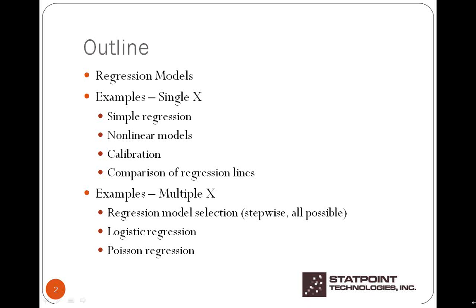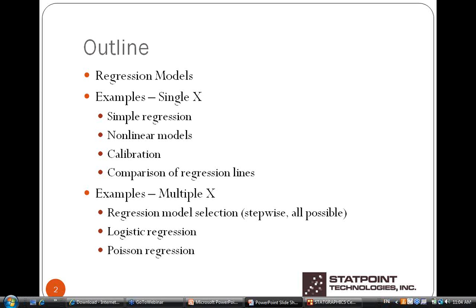Then I'll also look at two special cases, a logistic regression, where rather than being a continuous variable, the response is a proportion or a probability. You know, what's the probability of having a defective item, for example, as a function of various input variables. And finally, we'll talk about Poisson regression. In a Poisson regression, the response variable is a count.